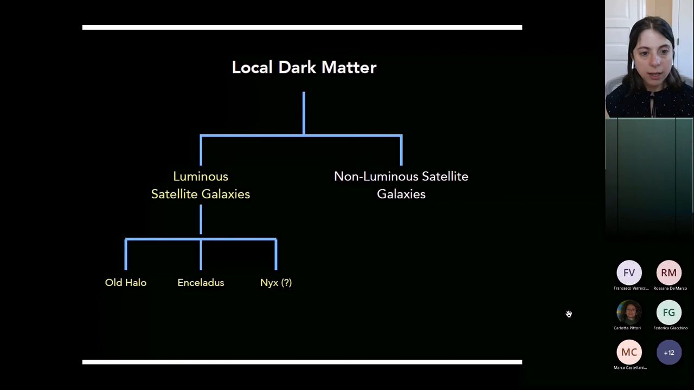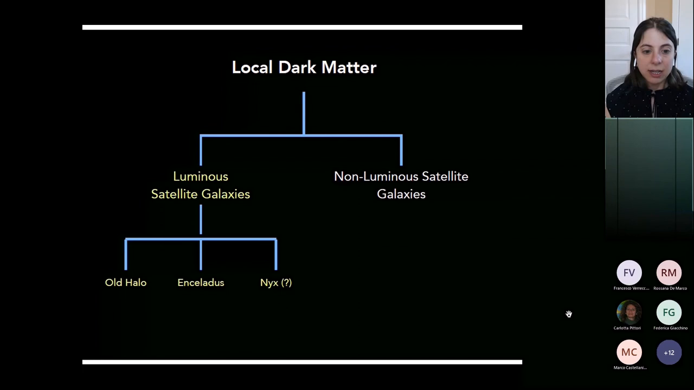There is a significant amount of the dark matter near the sun that is coming from this GSE merger. It's often referred to as probably being the last major merger for the Milky Way. And possibly Nyx, if Nyx is coming from a dwarf galaxy. If Nyx is not coming from a dwarf galaxy, then it wouldn't be contributing. So that's still a big question mark that we need to sort out.